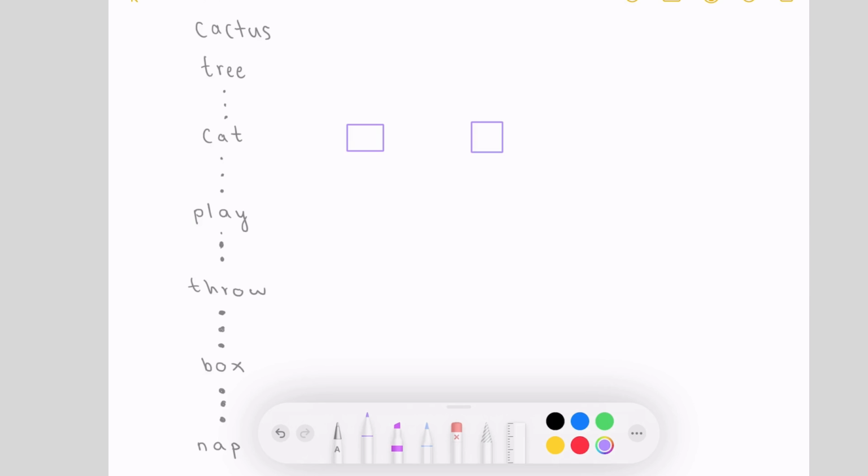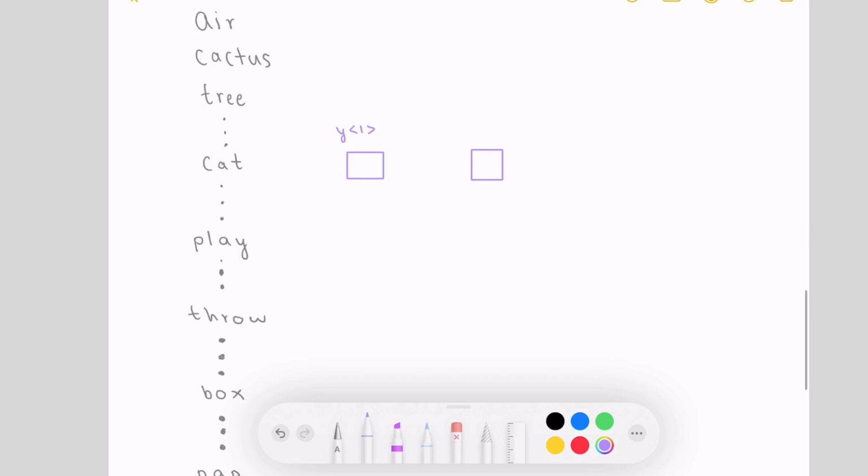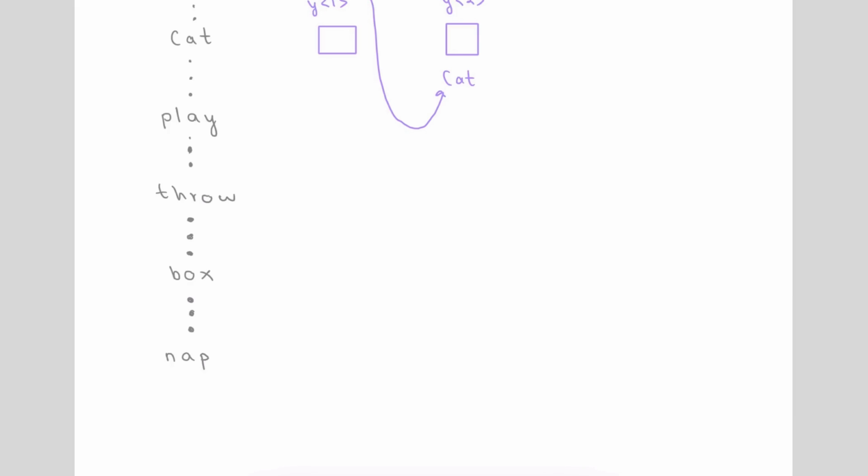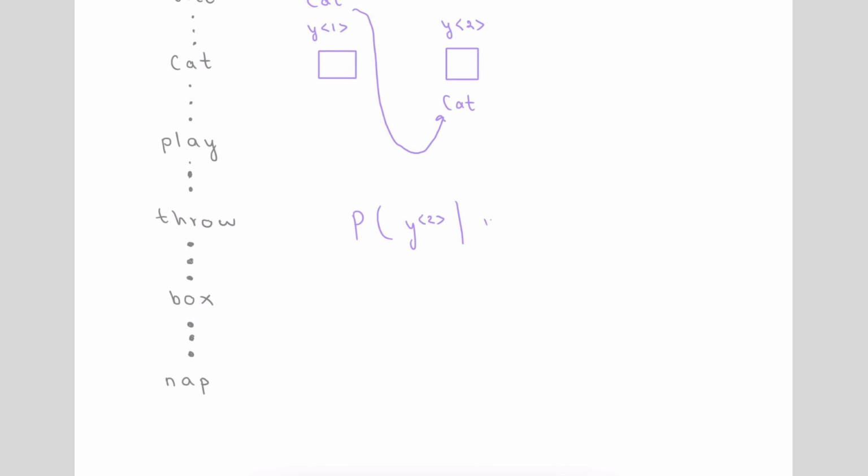The first output, Y1, stores the word cat. And the word cat is being routed back, which results in the second output, Y2. From here we can find the probability of the second output from the word cat.